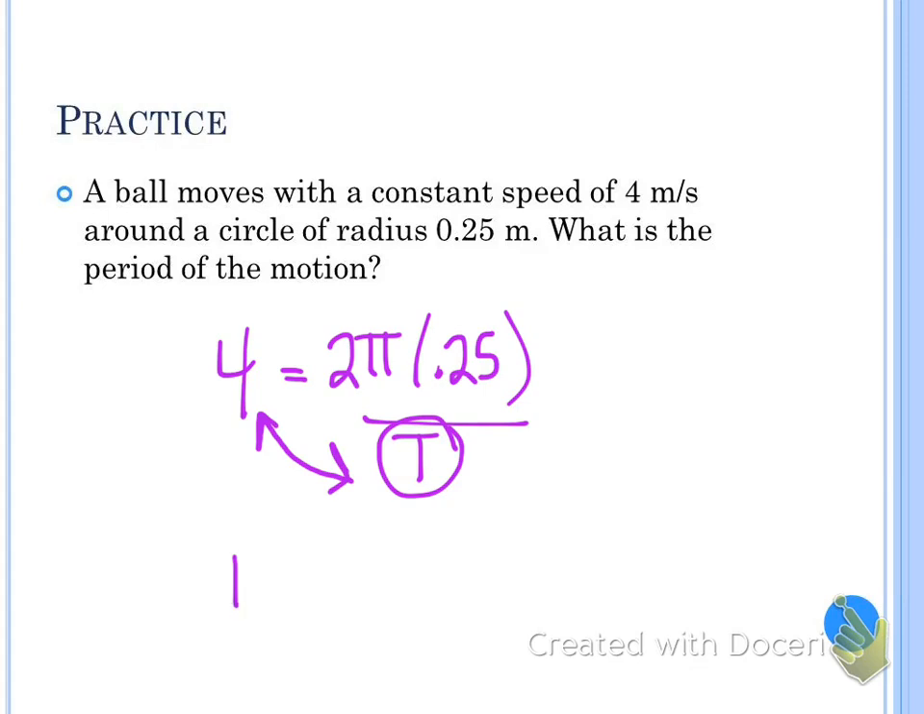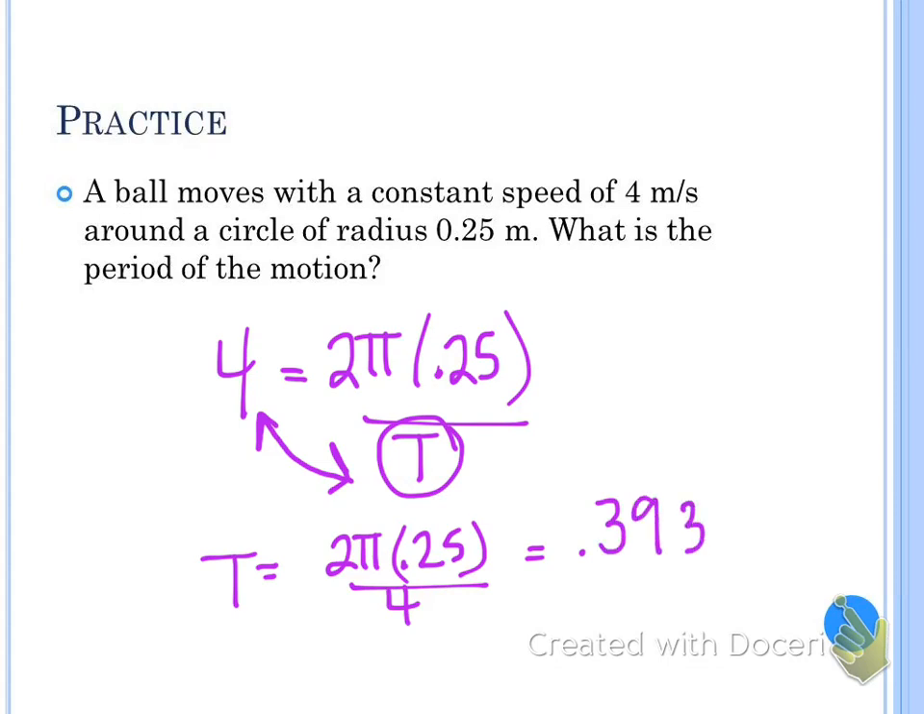Switch those two. So we would say t equals 2 pi 0.25 over 4. So we got about 0.39. And what's our units for period? Seconds. Okay, it is seconds.